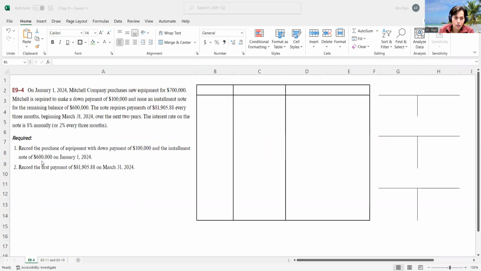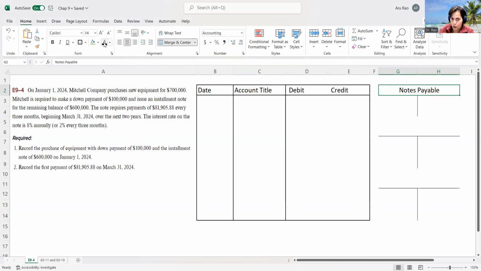We've been asked to do the journal entry on the date we purchase the equipment and the first interest payment date, the note payable date. So we will do 2 installments. We'll do the journal entries for 2 installments. So let's first get started with acquiring the asset before we get to make any payments. To start with, in my journal, I'm going to have a T account for notes payable to keep the interest calculations a little more manageable.